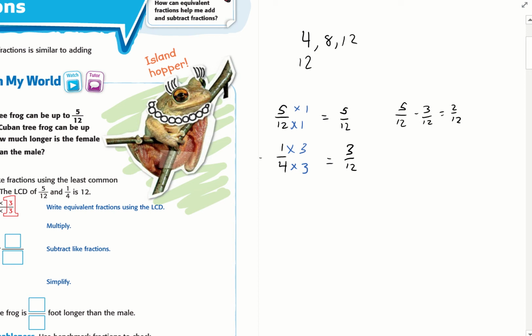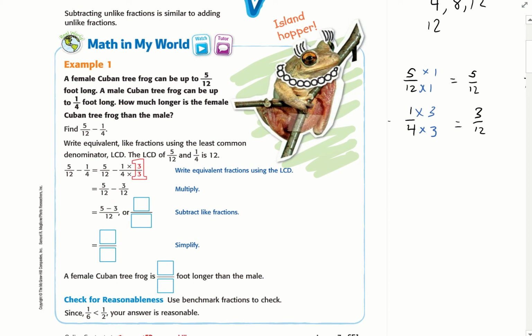Now I do have two even numbers, so I automatically know that I can reduce by dividing them both by 2. 2 divided by 2 is 1, 12 divided by 2 is 6. So my final answer is going to be 1/6.